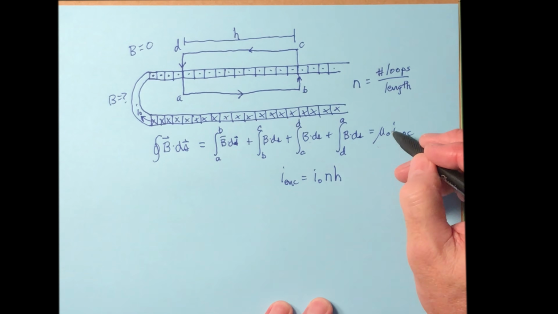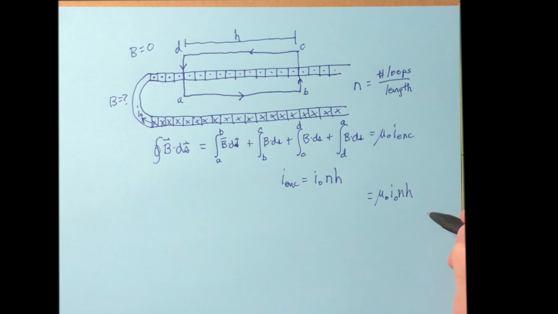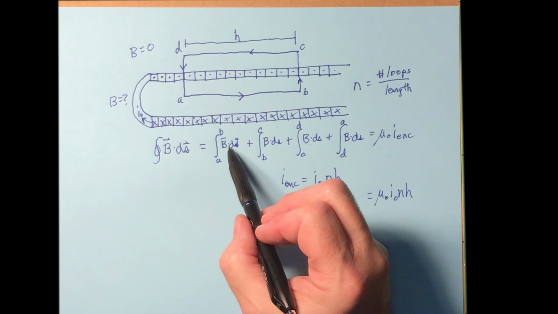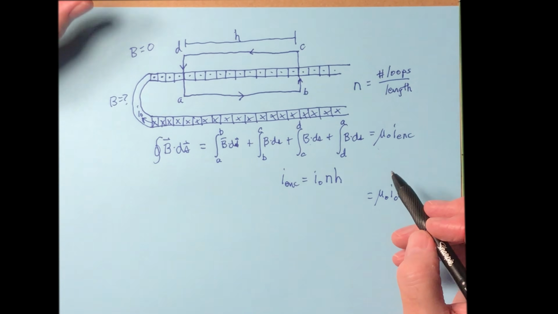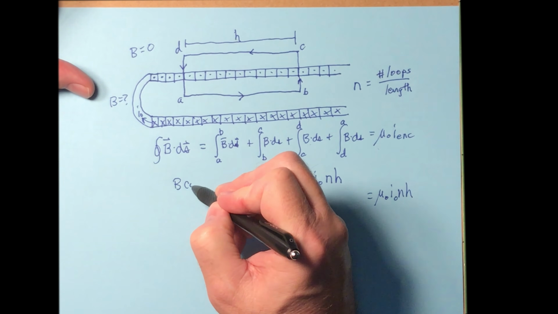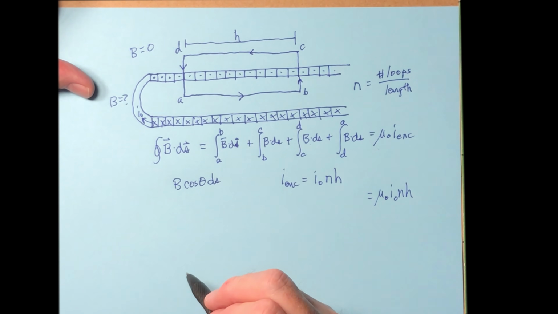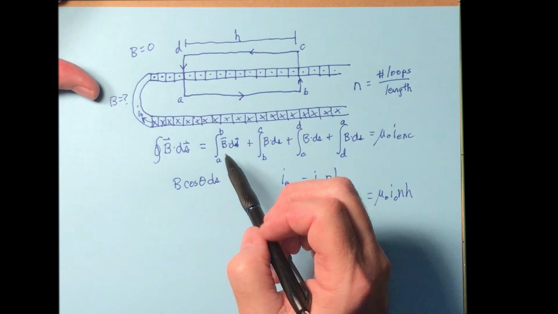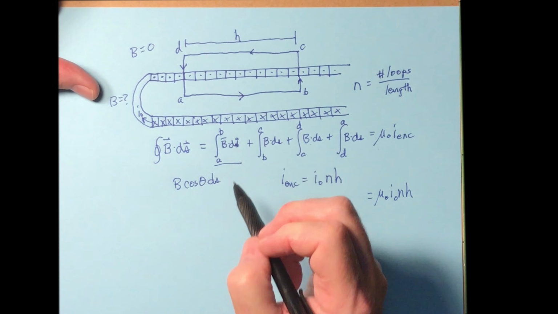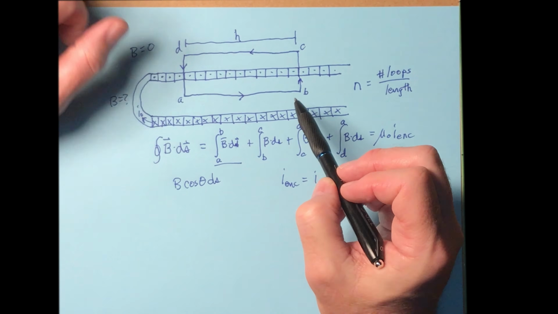All right, so this right-hand side of the equation becomes mu naught times I naught times n times H. Okay, now we need to deal with each of these dot products here. And remember, this dot product in each case is B times the cosine of the angle between B and ds. All right, so let's look here. Let's do our first one here. We're going from A to B, so we're just concerned with what's going on down here at the bottom.